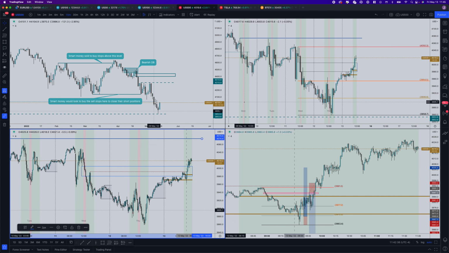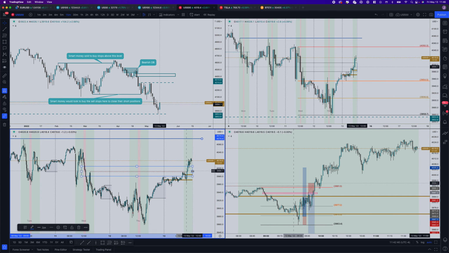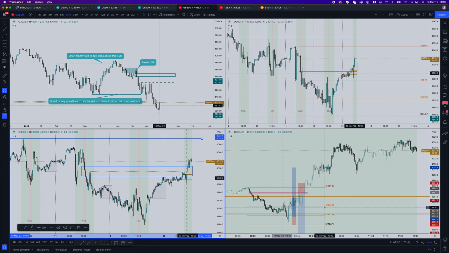Other than the liquidity resting above that open, I was pretty sure we were going to go lower today. So this one didn't work out, but looking back with hindsight, I can see the opportunity I should have taken. But this is all part of the process. I'm going to keep learning, keep studying.